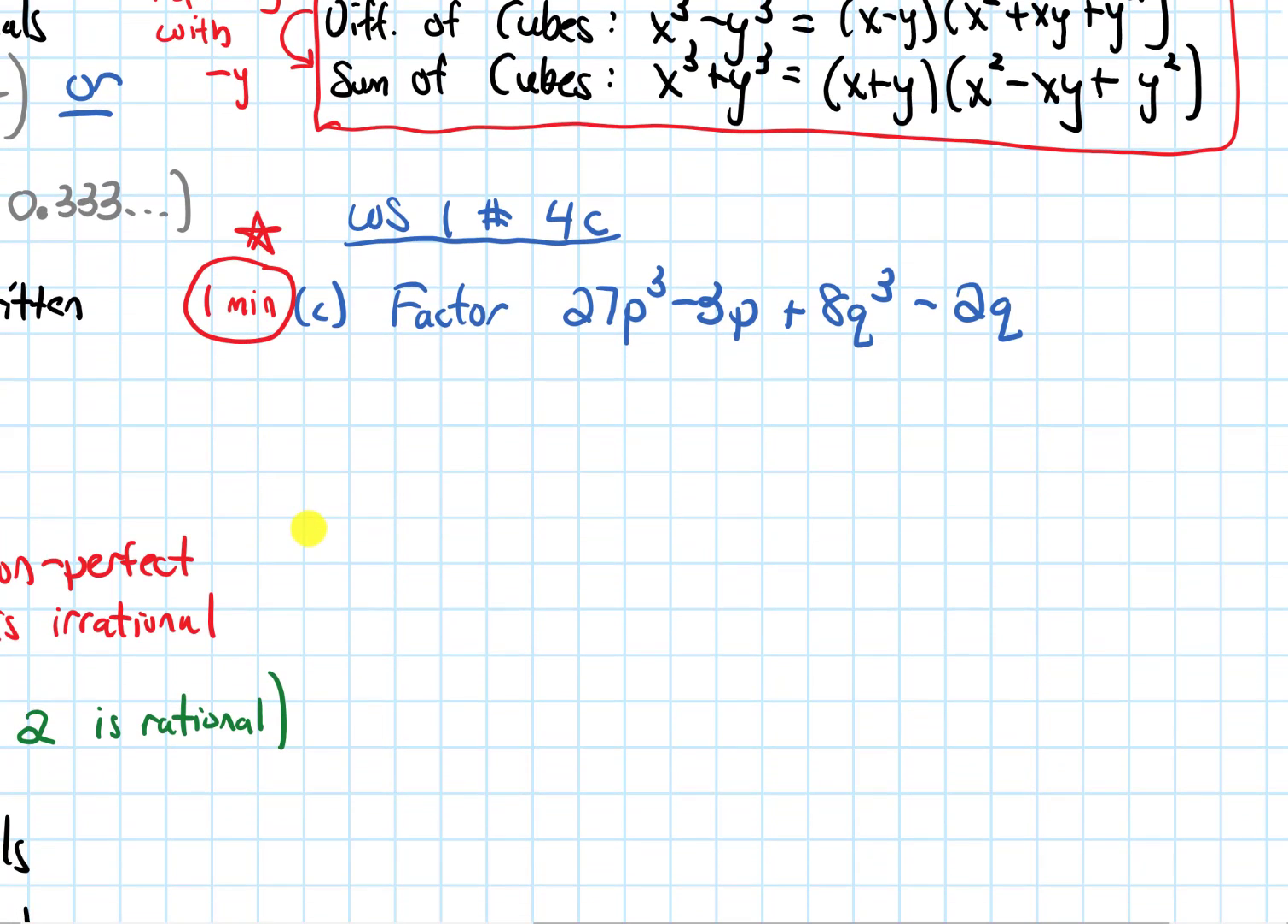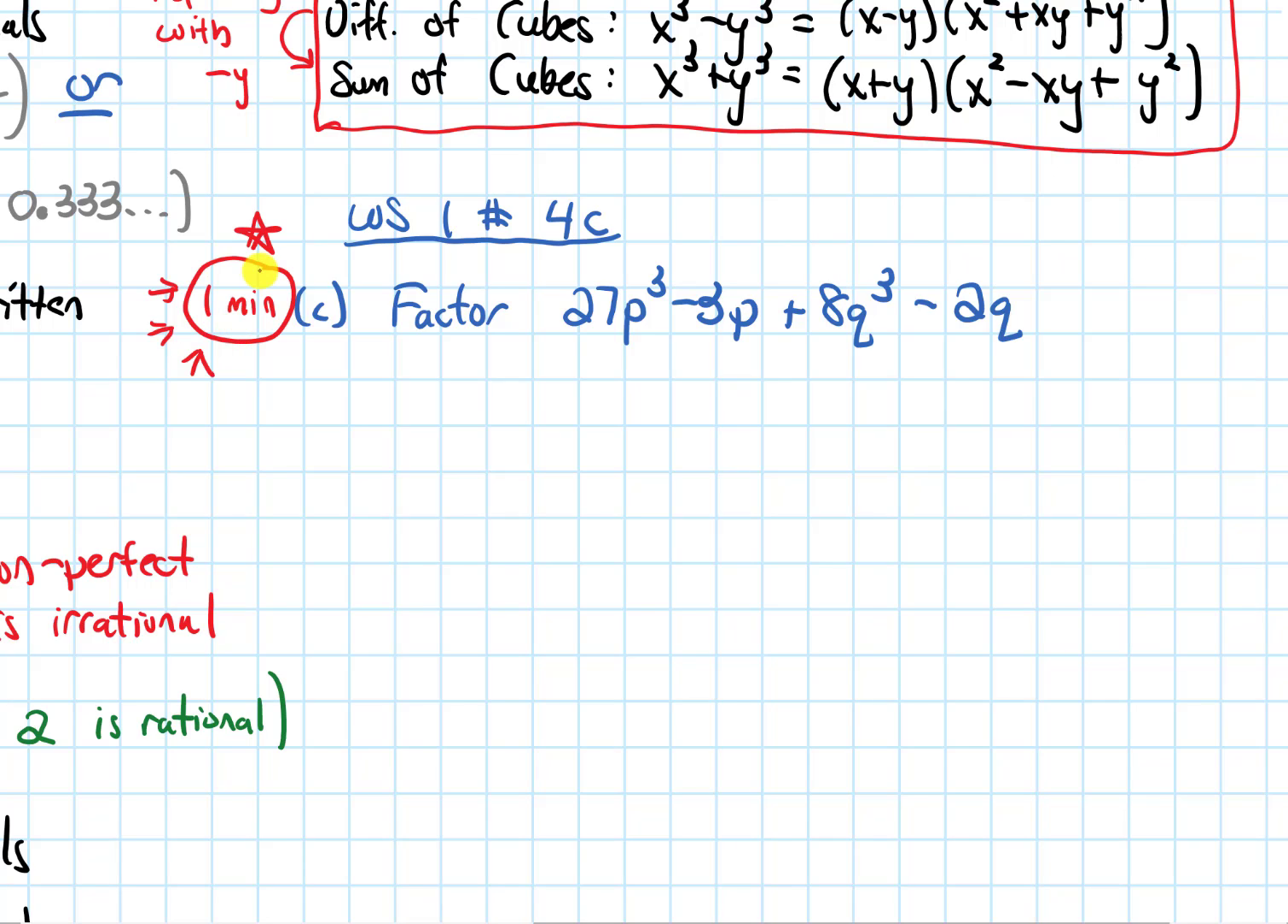So this is from worksheet number 1, question 4c. Let's factor 27p cubed minus 3p plus 8q cubed minus 2q. I first want to give you 1 minute just to get started thinking about, what's the key idea? How do I begin? It won't be enough time to finish the question, but just think about the key idea. 4, 3, 2, 1, pause it and think about that key idea.